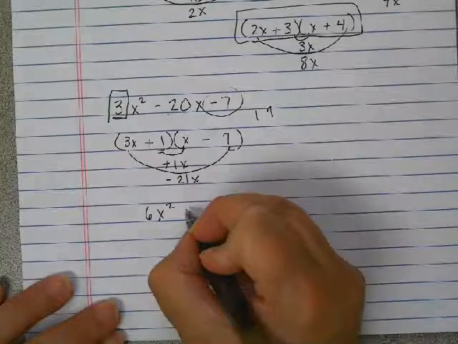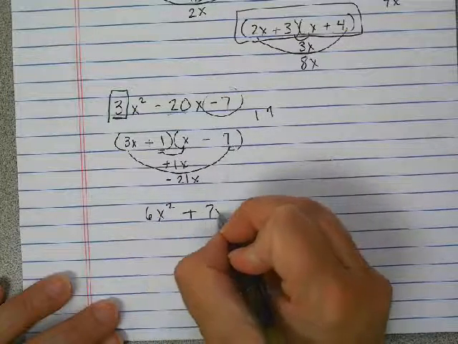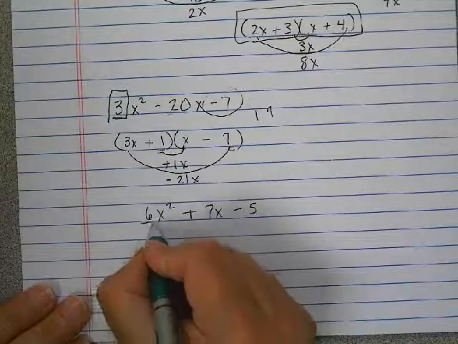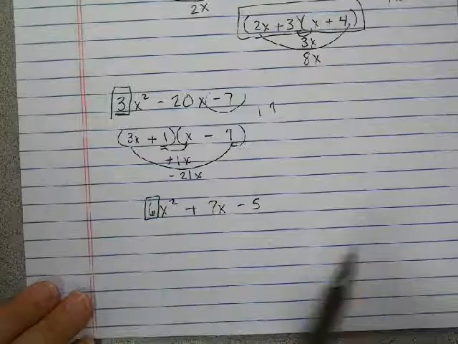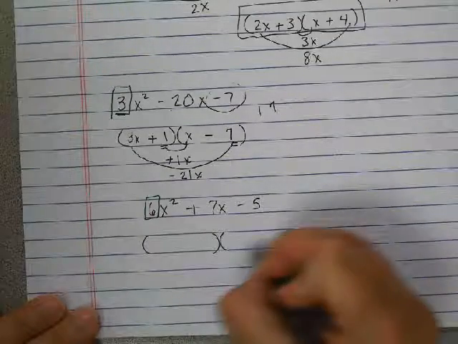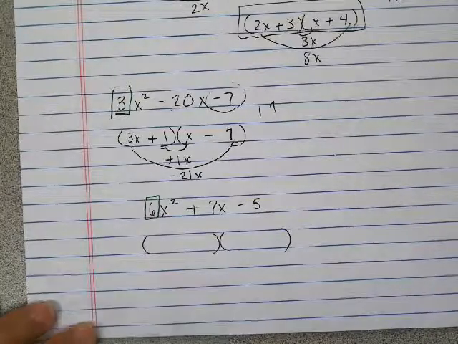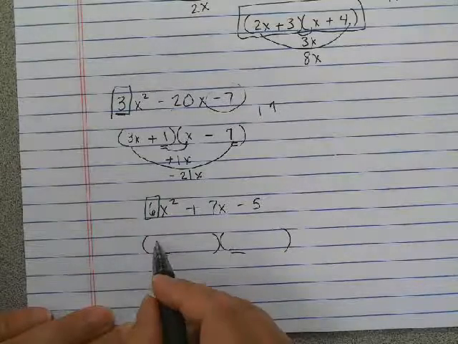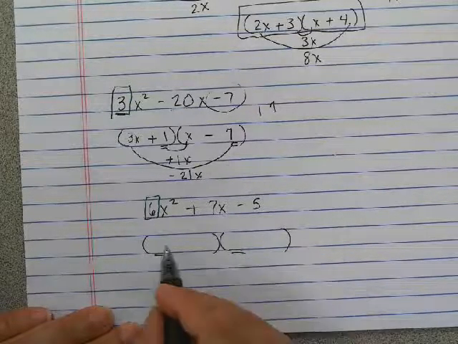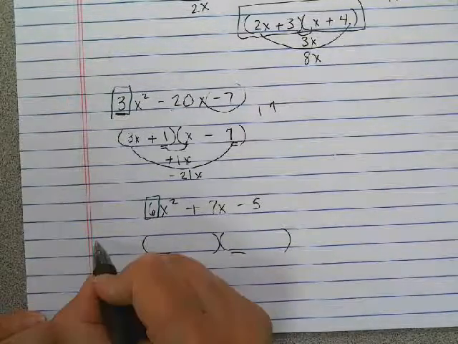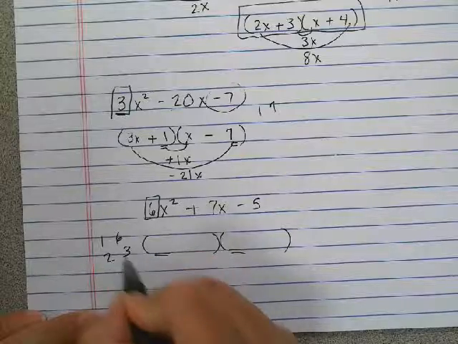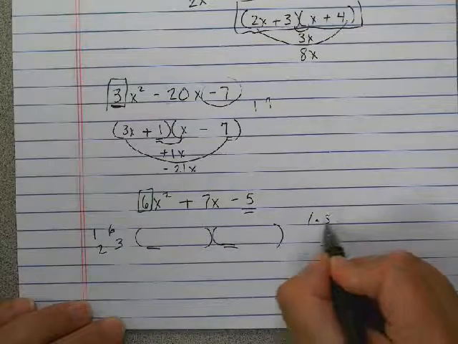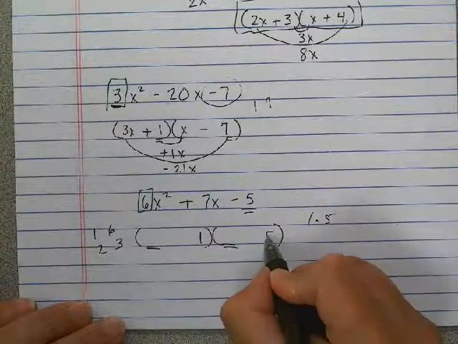6x squared plus 7x minus 5. All right, notice this is not a 1. So when I factor, I'm going to have to do some guess and check. But this time, notice what I put here and here. This could be 1x and 6x, or it could be 2 times 3. So I'm going to write both of my options right here. What are my options to get 5? 1 times 5. So I automatically know I'm going to have 1 and 5 here.